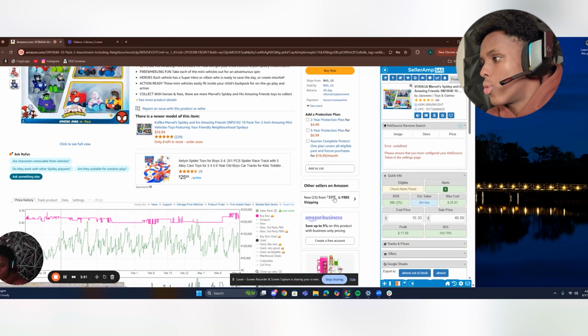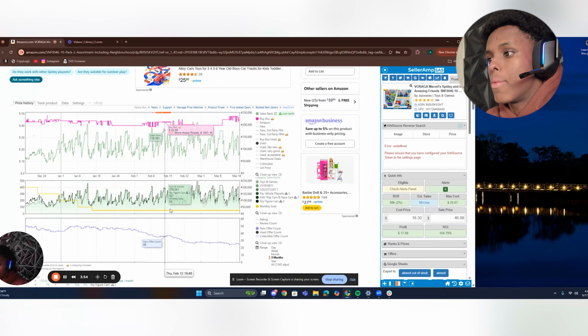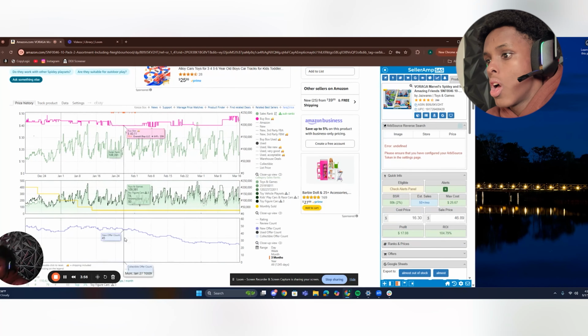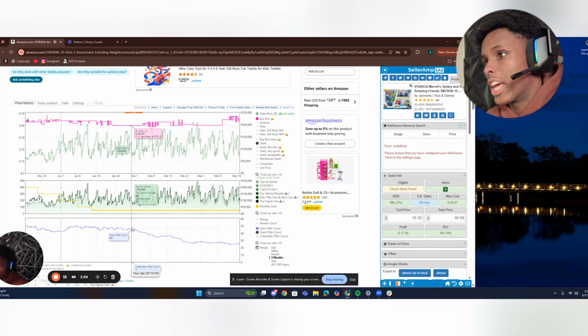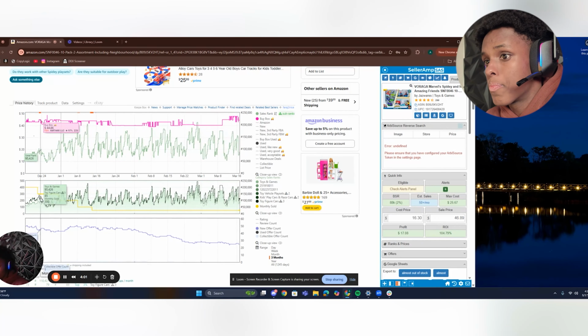Let's look at how many people. There's 25 people on the listing right now. Let's see how much of the buy box sales looks good. Buy box is stable. Offer count's going down. That means some people are getting off the listing. Some people are selling out. That is good. Let's check the data over here.